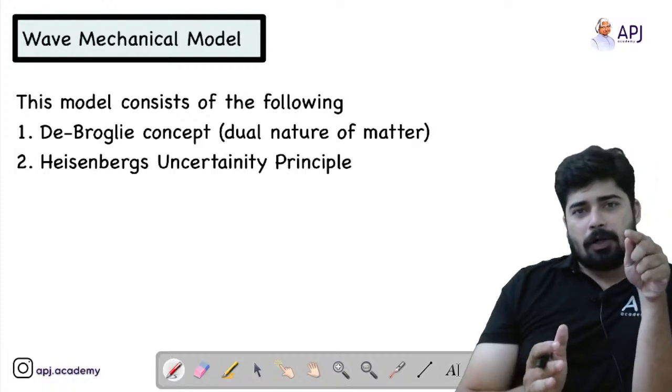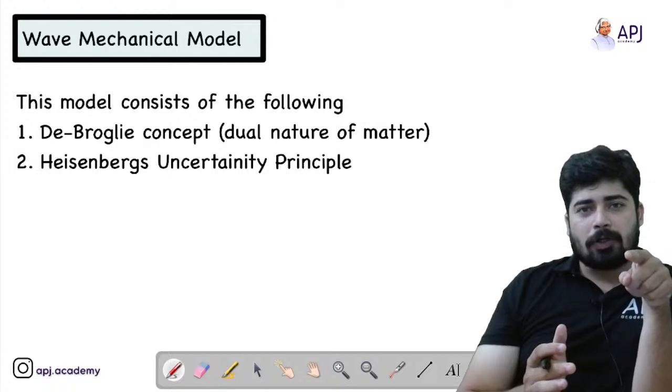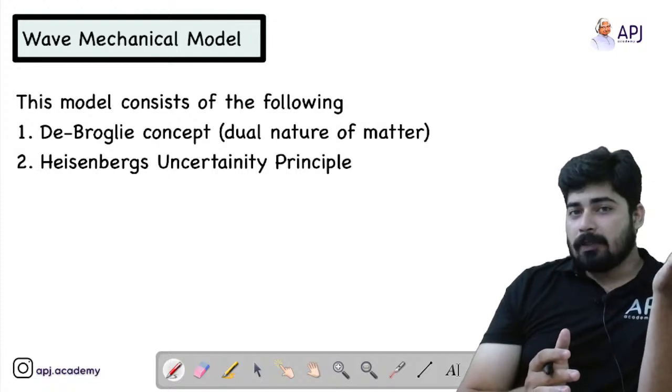So if we cannot exactly locate the position of the electron, then there is a problem with Bohr's concept.